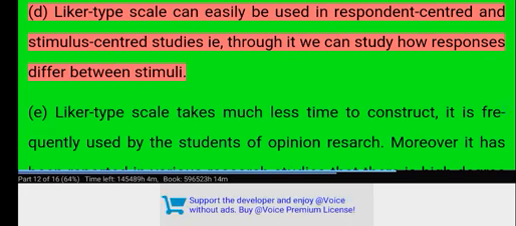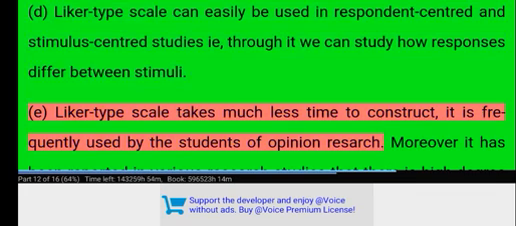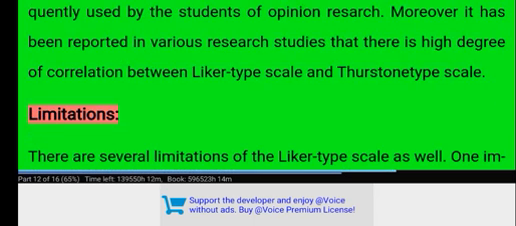D. The Likert-type scale can easily be used in respondent-centered and stimulus-centered studies, i.e., through it we can study how responses differ between stimuli. E. The Likert-type scale takes much less time to construct. It is frequently used by the students of opinion research. Moreover, it has been reported in various research studies that there is a high degree of correlation between the Likert-type scale and the Thurstone-type scale. Limitations.